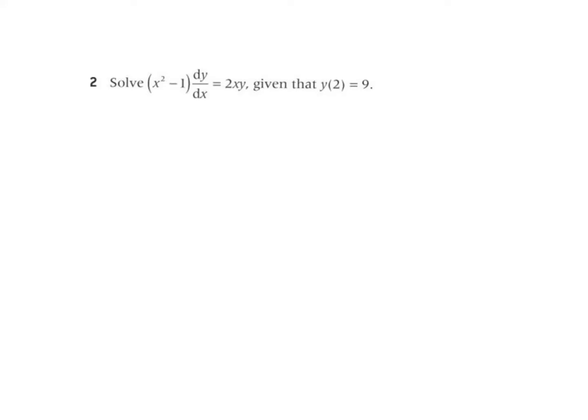So in solving this differential equation, I have to split up the x's and the y's. Because this is multiplication, I can divide by y, and here I can divide by x squared minus 1. And so it means I have 1 over y, dy/dx is equal to 2x over x squared minus 1.